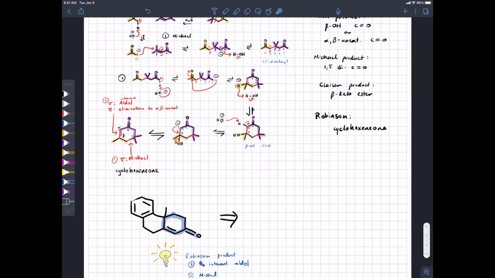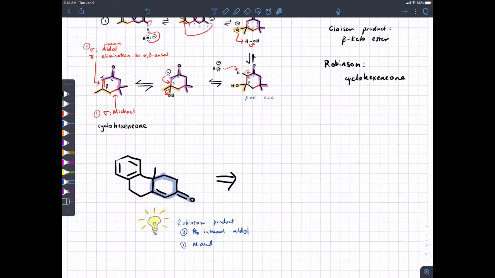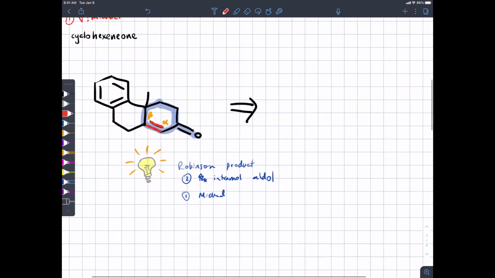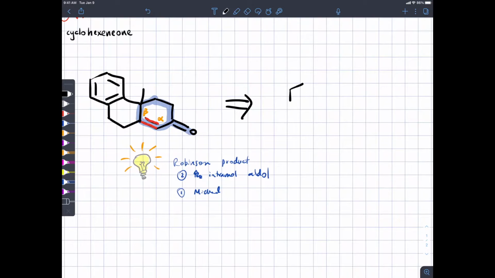There you go. Say it all together. No. The alpha beta unsaturated carbonyl compound. This is our aldol product. Which means in that reaction we would have made these two bonds, right? So let's do this stepwise. Let's just think what the product would have been.